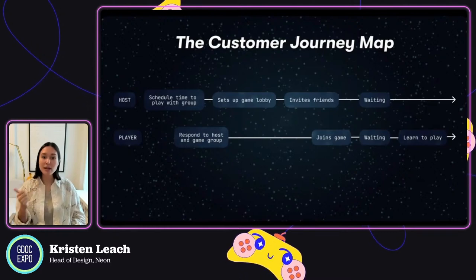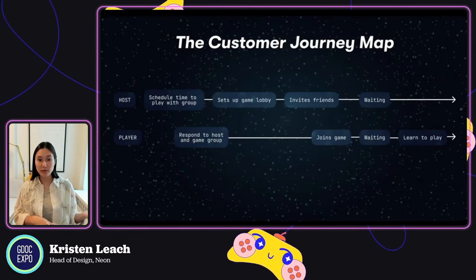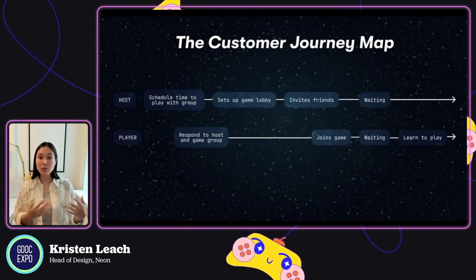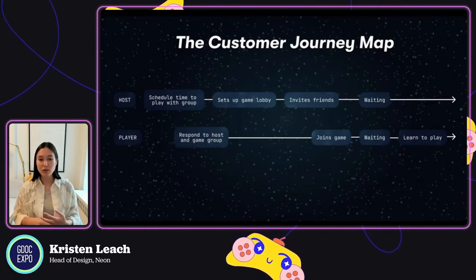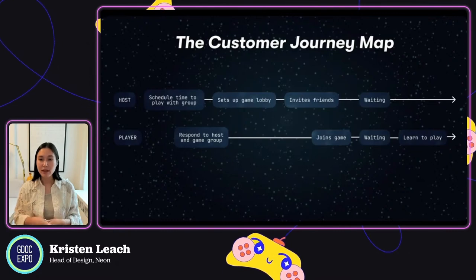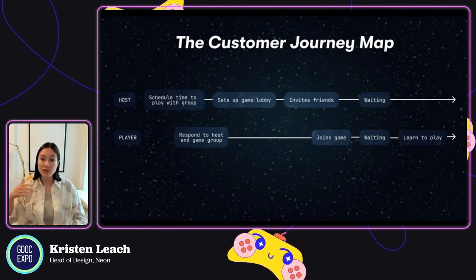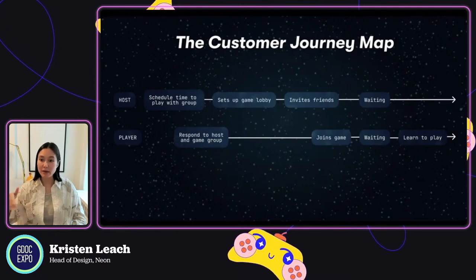One is hosting the game and one is playing the game. So we have host and player. To walk through these steps, the host would first probably try to schedule time to play with a group of friends. Those friends would respond and decide a time to play. When that time comes, the host has to set up that game lobby and invite the friends to join in on that lobby.